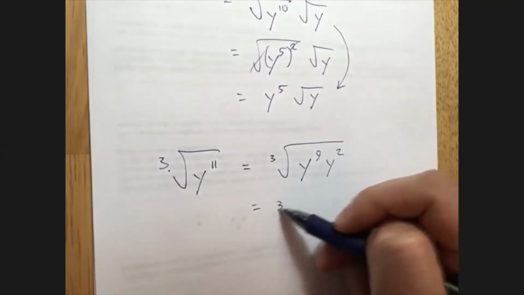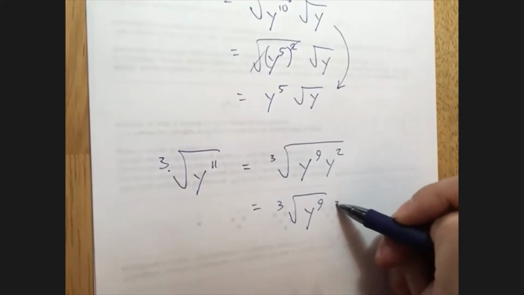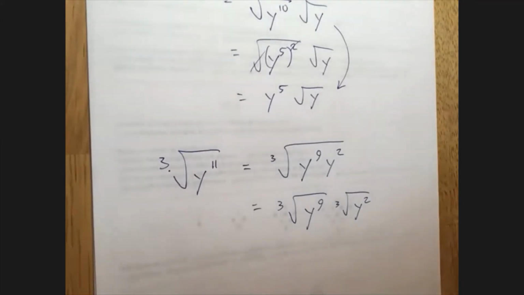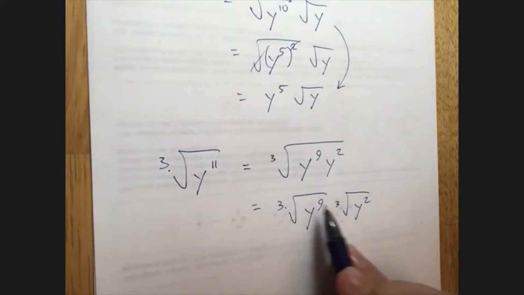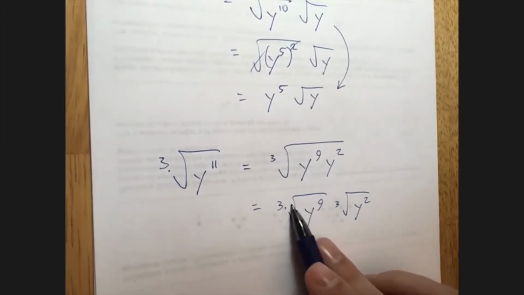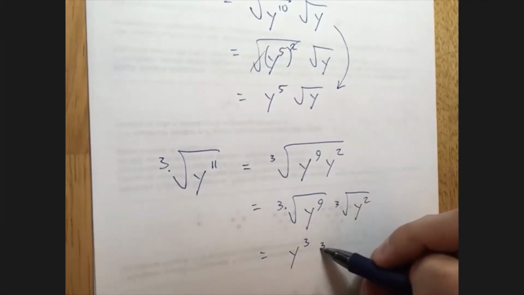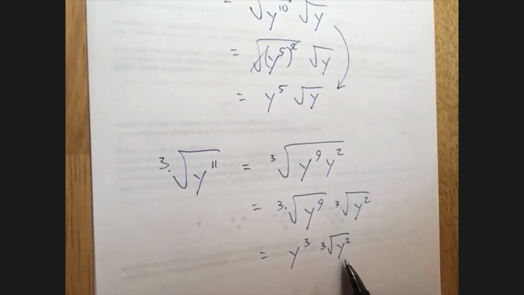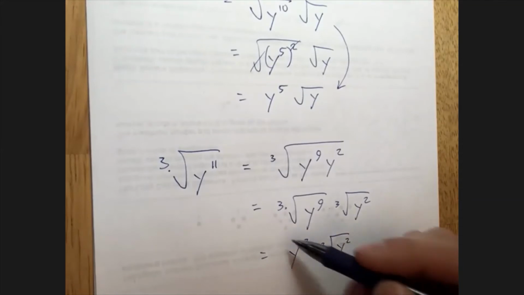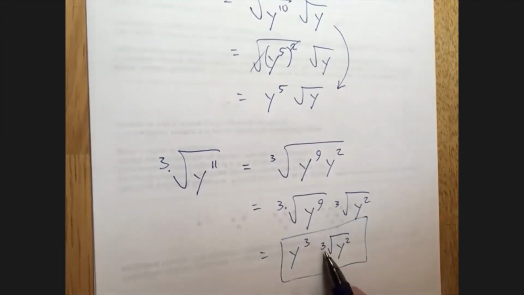So this is going to be the cubed root of y to the 9 times the cubed root of y squared. And when I do this, I divide, right? 9 divided by 3 is 3, so y cubed. And then this thing, nothing I can do about this. This is just the answer. When the index is larger than the exponent, you can't simplify it anymore. Because the way we're simplifying is by breaking it down. But if it's already smaller, you can't break it down anymore.